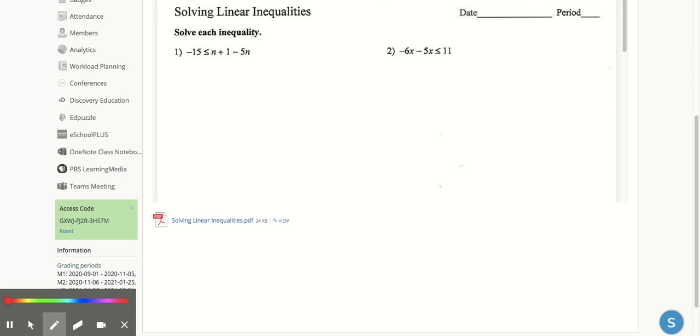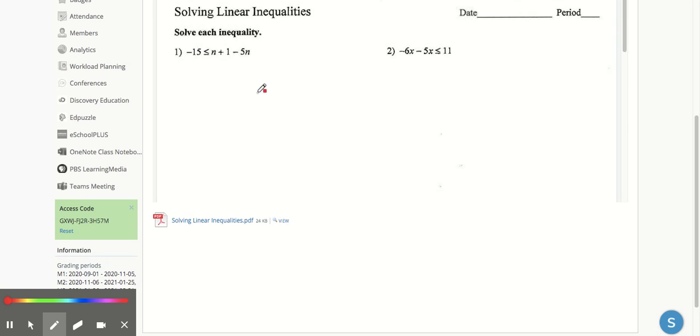Okay, we are going to take a look at solving linear inequalities. And if you remember from Algebra 1, this is a pretty similar process to solving linear equations. So we're going to go ahead and just treat that inequality symbol like it's an equal sign for now, and then we'll deal with that at the end.